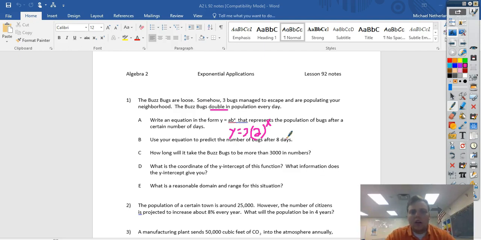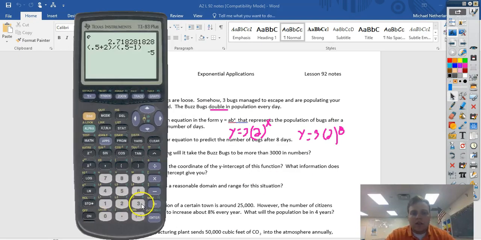That's our equation. Use your equation to predict the number of bugs after 8 days. Great. Which variable represented days? X did. So we just want to know what is y equals 3 times 2 raised to the 8th power. Not hard. We can use our calculator to do that. 3 times 2 raised to the 8th power. Press enter, and we get 768. My goodness, that's a lot of bugs. That's how mosquitoes are all the time. After 8 days, 3 bugs turn into 768 bugs.